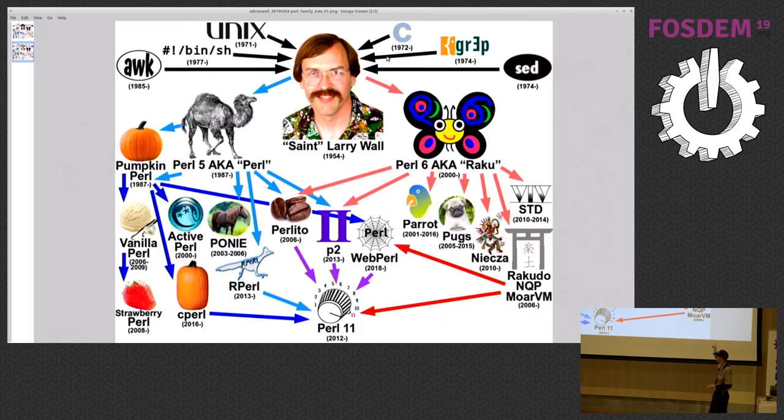So then there's another part of the stack called MoreVM, and this is a low-level virtual machine that was implemented from scratch in order to run just Perl 6.